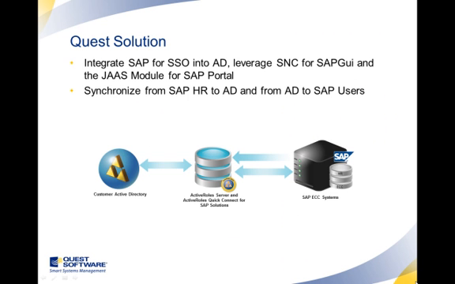I'm going to show you how to provision from the SAP HR system through ActiveRoles Server Quick Connect into Active Directory, and then back from Active Directory through ActiveRoles Server Quick Connect into the SAP ECC system. An additional part of the Quest One identity solution is the integrated single sign-on solution for SAP GUI and the SAP web-based NetWeaver solution.